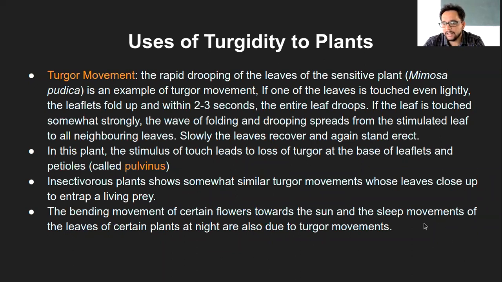Then another phenomenon most commonly observed is the sleep movements of the leaves. You might have seen it again in the case of the amla plant or tamarind plant, which are similar in terms of their leaf structure. So those leaves, or even amaltas for that matter, at night, if you see these plants, their leaves are closed down, and that is because of turgor movement.